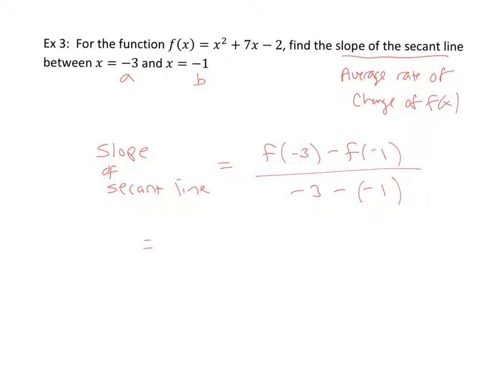Okay, so I'll let you check on your calculator, but when you plug negative 3 in for f, you end up getting negative 14. When you plug in negative 1, you end up getting negative 8. Over negative 3 minus negative 1 is the same as negative 3 plus 1, so you get negative 2. And then this becomes negative 6 divided by negative 2, which is 3. So the slope of that secant line, which is also the average rate of change of f of x on the interval, is 3.